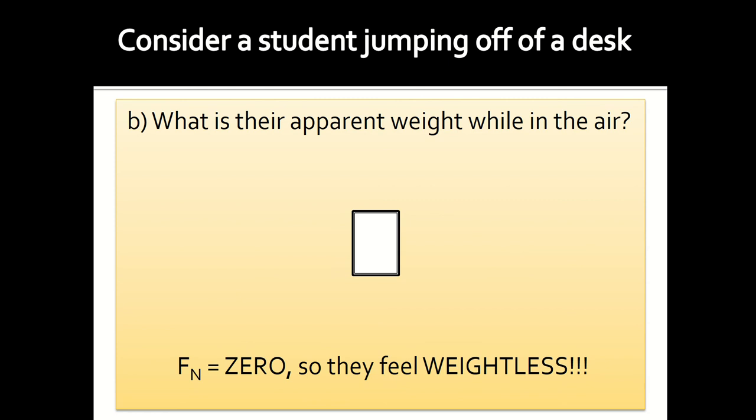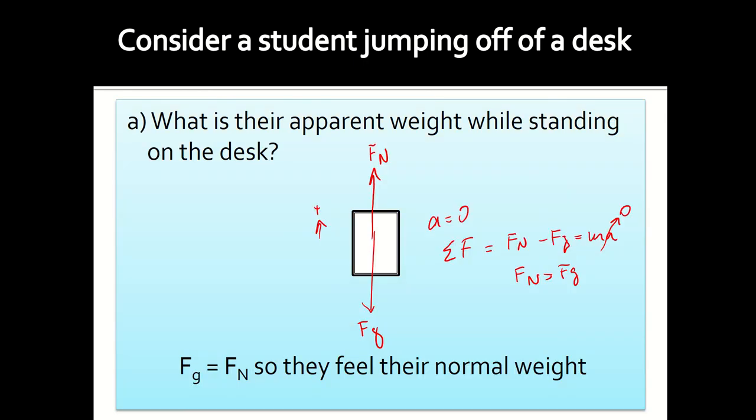So for example, in the case of apparent weight feeling the same as your actual weight in an elevator, that would mean that the elevator either is not moving or it's moving at constant speed, up or down.